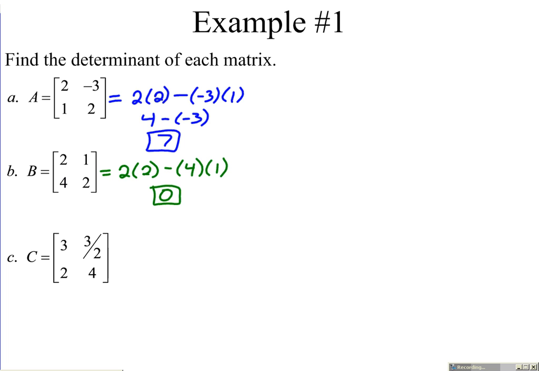Finally, matrix C, if I want to find the determinant, 3 times 4 minus 3 halves times 2. We get 12 minus 3, which is 9. So for a 2 by 2 determinant, simply multiply down the diagonal from left to right, and subtract the product coming back from right to left. Probably quicker to do it by hand than plug into the calculator. We'll look at the calculator for a larger than 2 by 2 coming up.